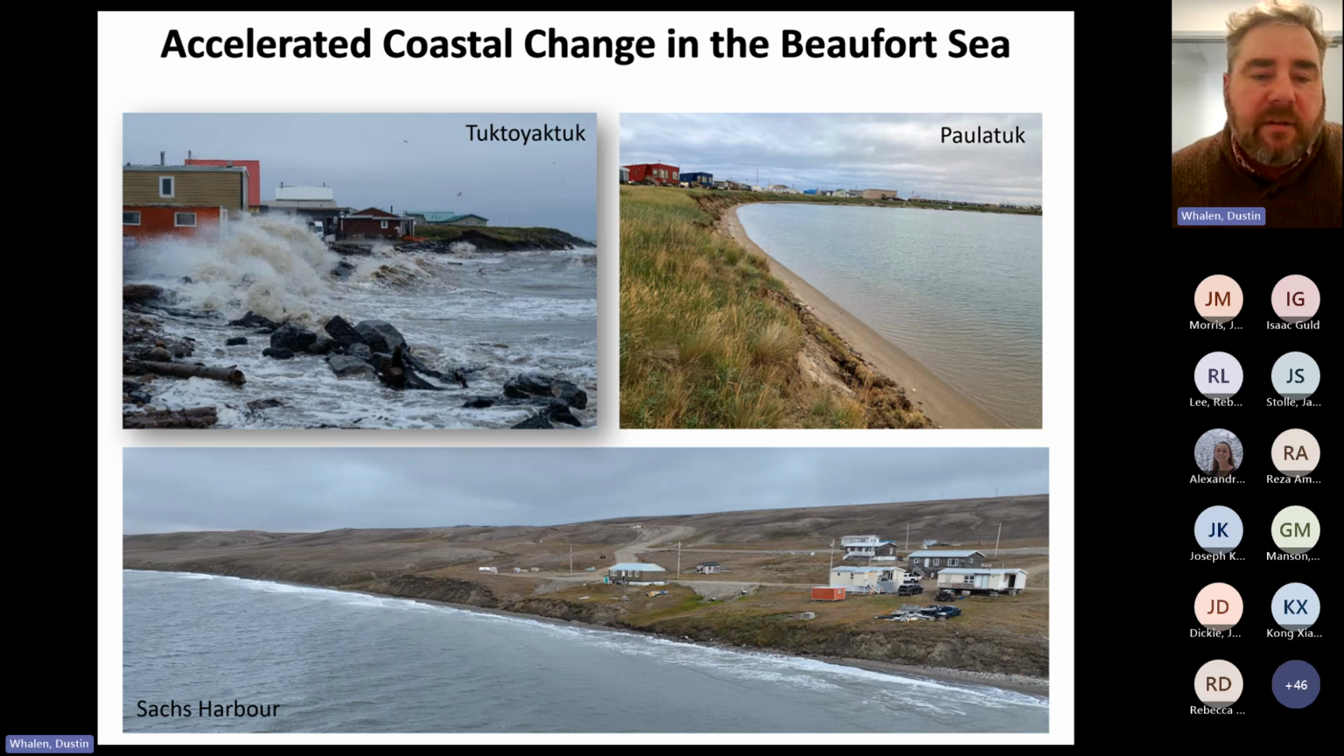There are 4 coastal communities that we look at in this region, Tuktoyaktuk being maybe one of the more popular ones. There's Paulatuk, Sachs Harbour, and Ulukhaktok, not shown here. All of these communities have their own coastal issues, and all of these communities are in different phases of adaptation and awareness about these coastal issues.